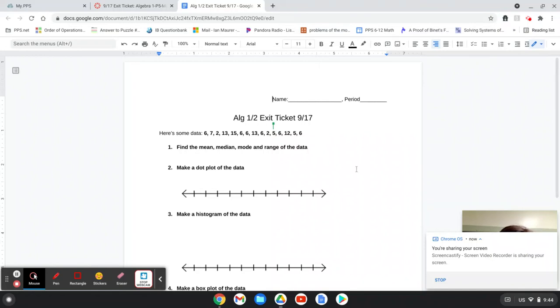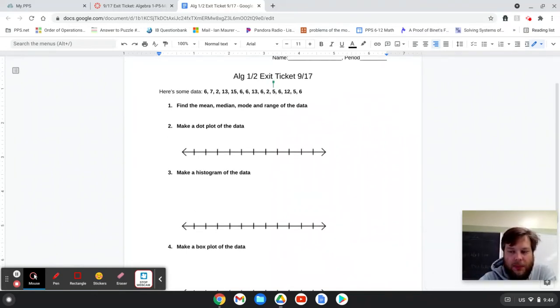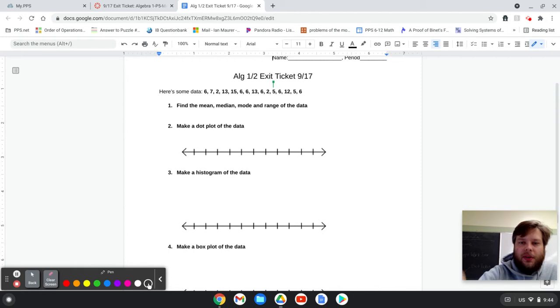Okay, so I'm going to make a video going over the exit ticket. In particular, people asked a lot about the box plot and the histogram. Your first step, whenever you're given a list of data, is to put that data into order from smallest number to the biggest number. So I'm going to do that here.